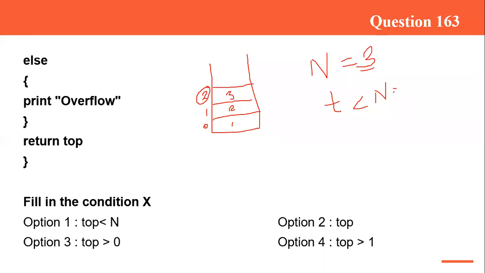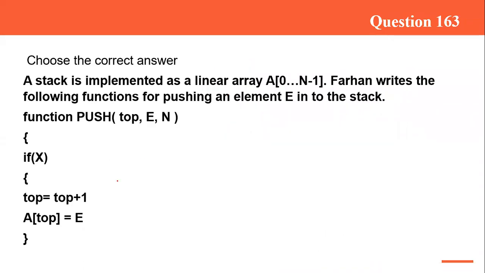N is 3, n minus 1 is 2. Only when top is less than n minus 1, I can insert the elements. So the answer should be top less than n minus 1. I'm not wrong, right? Top equals top plus 1.